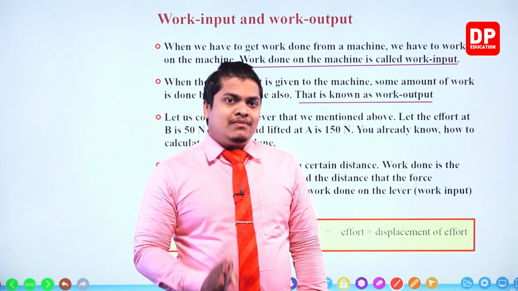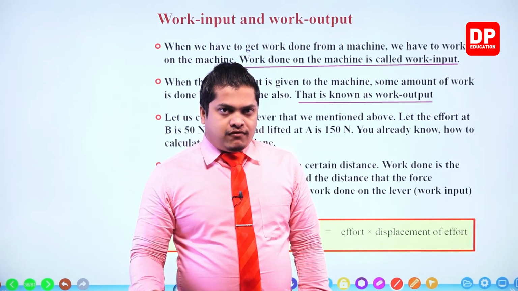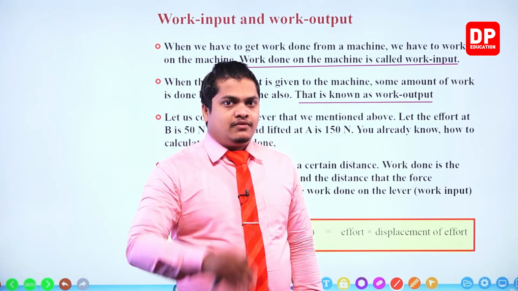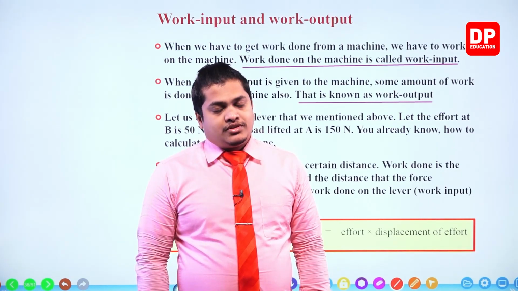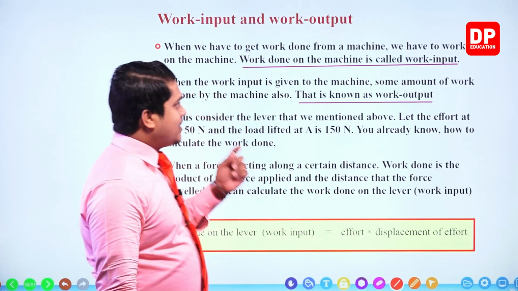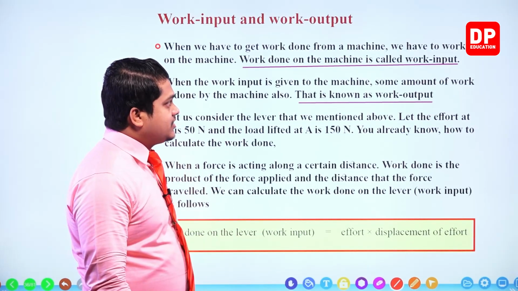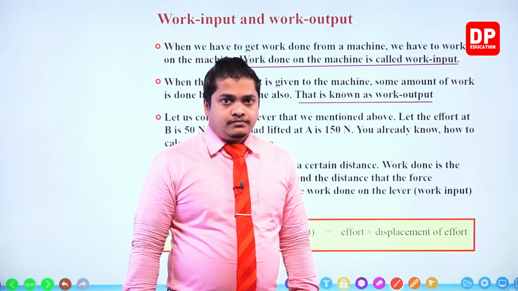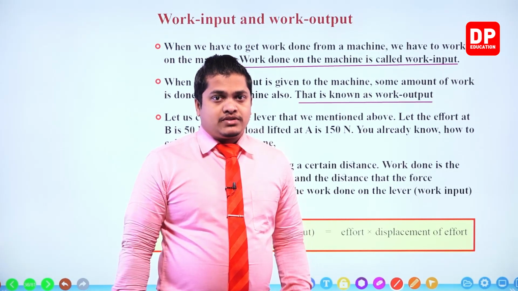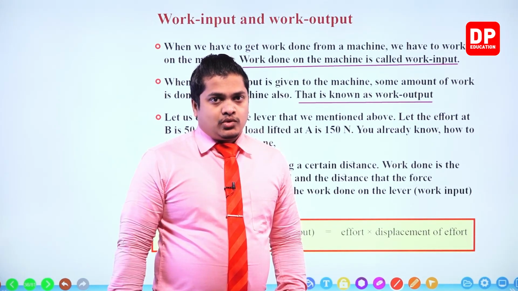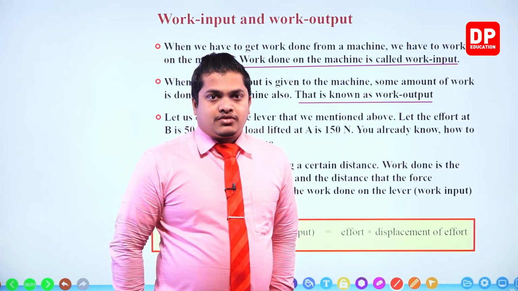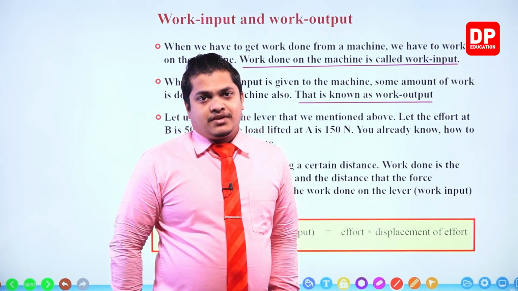Work done can be simply measured by multiplication of the force applied with the displacement traveled on the object. So this is a simple thing about work done. Now once again I am coming to this one. Work done on the machine is called the work input. That means from the effort we are giving out a certain work input. So the work input is very simple: effort multiplied by the distance traveled by the effort, or the displacement of the effort.